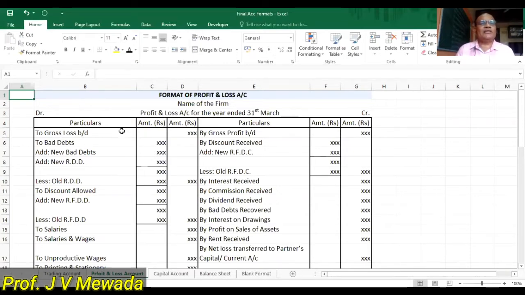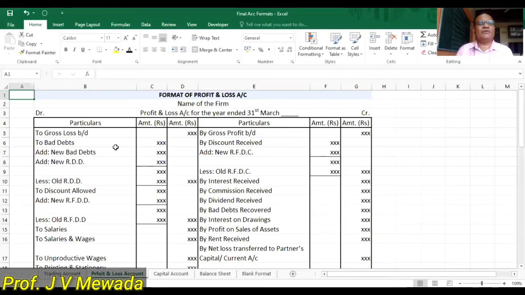On the debit side, suppose in trading account we are having gross loss, then we will transfer it on the debit side of profit and loss account. If we are having gross profit, then we will transfer it on the credit side of profit and loss account. Then we'll continue with our normal items.